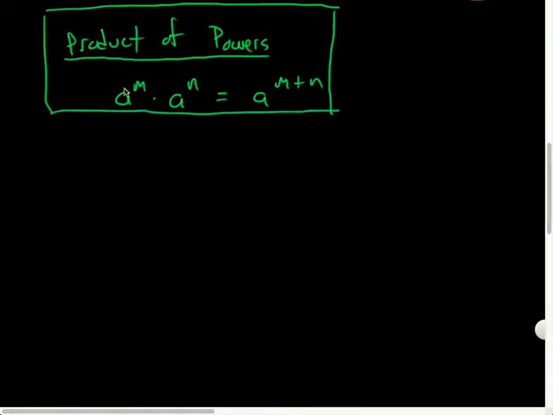The stipulation here is that I'm multiplying two things that are the same, what? What was the word? Base. The same base. So if I multiply two things with the same base, I can add their exponents. All right? Agreed? All right, let's consider some other facts.